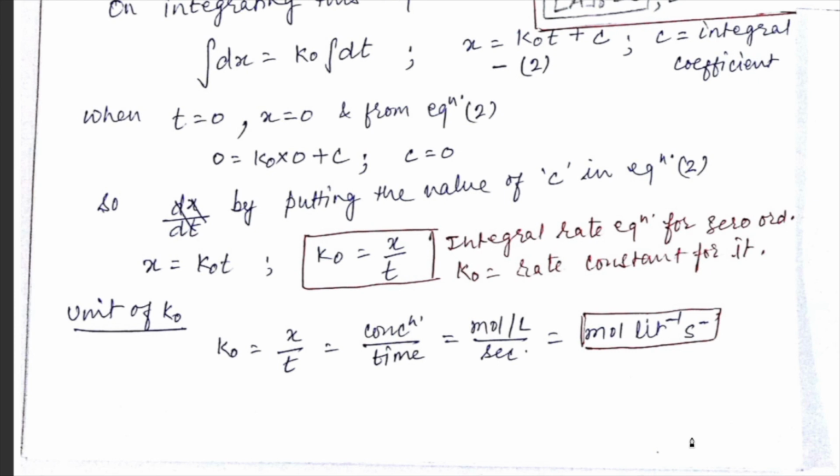Now next, come to the point: unit of K naught, the unit of rate constant for zero order reaction. We start with the integral rate equation. What is X? It is the concentration. What is T? It is time. Concentration means mole per liter, and if we take time in seconds, then the unit of K naught, that is, the unit of rate constant for zero order reaction, comes out as mole per liter per second.